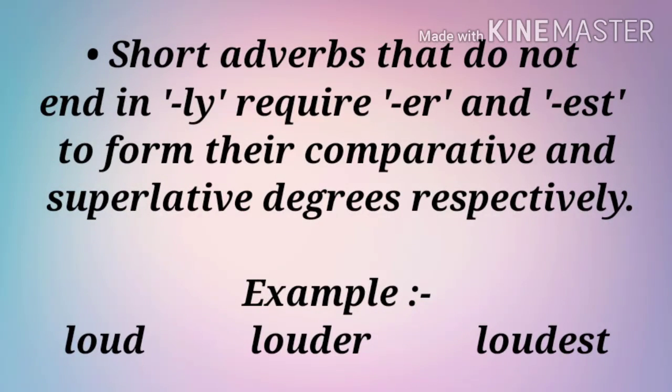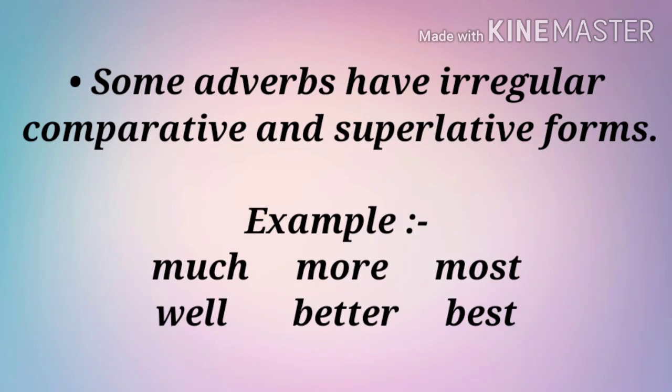Short adverbs that do not end in ly require er and est to form their comparative and superlative degrees respectively. For example, loud, louder, loudest. Some adverbs have irregular comparative and superlative forms. For example, much, more, most; well, better, best.